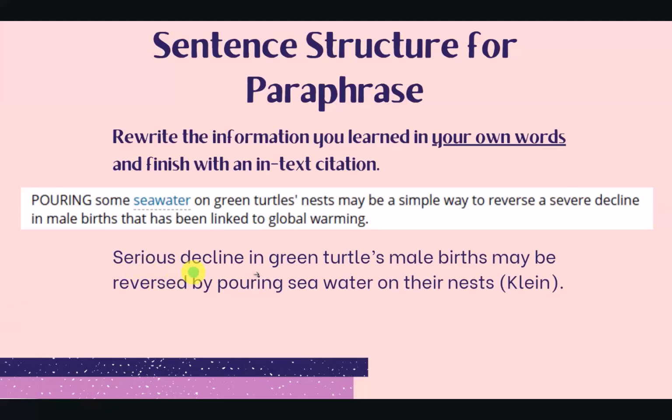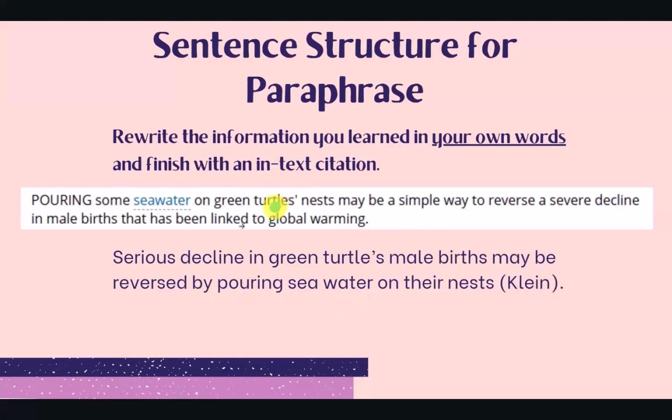So here is my sentence in my own words that I made from this information that came straight from a source. And here is my citation with my open parentheses, close parentheses, and author last name. Why is there no page number? Because there was no page in the article, so I don't need it. And then I put a period at the end, and I'm done. That's it. That's how you do paraphrasing.